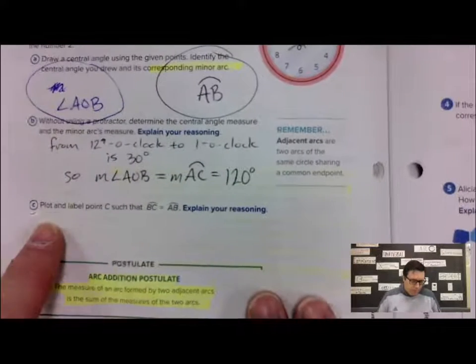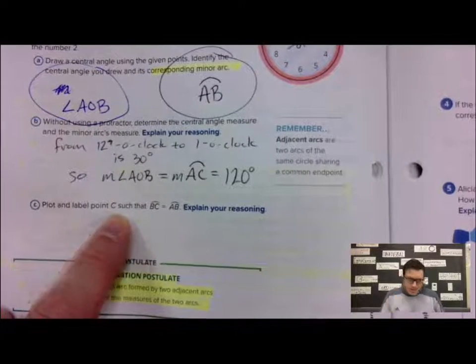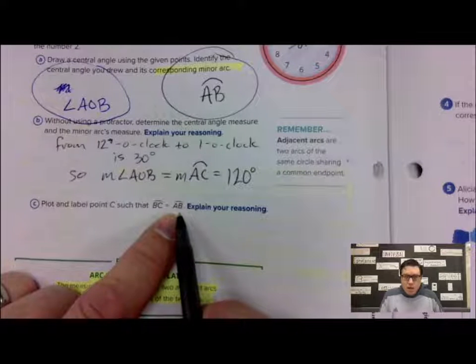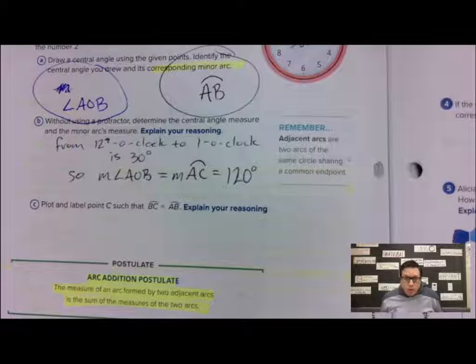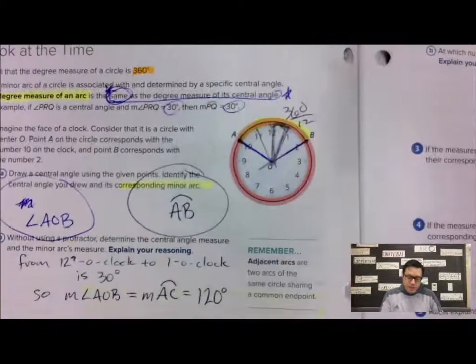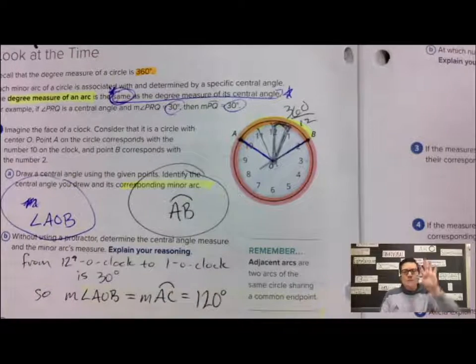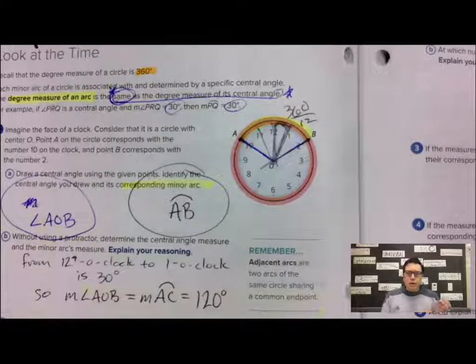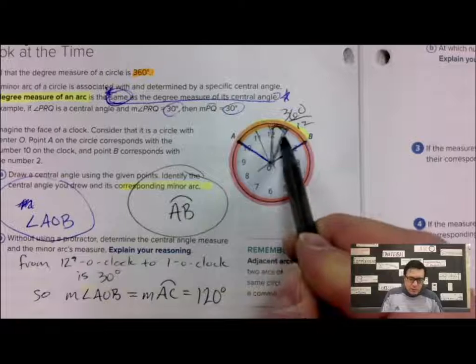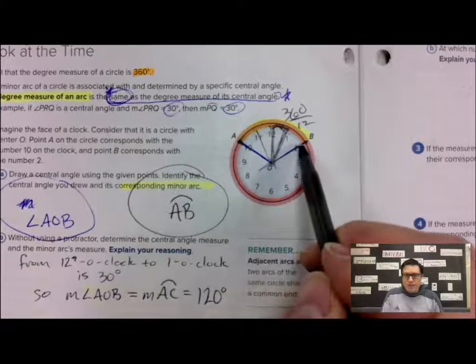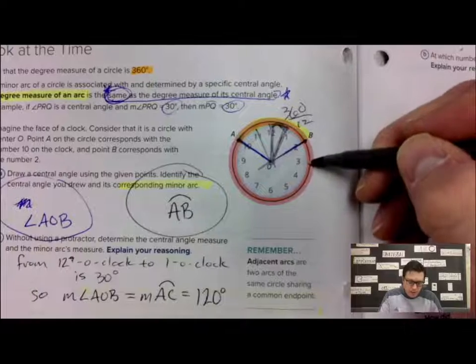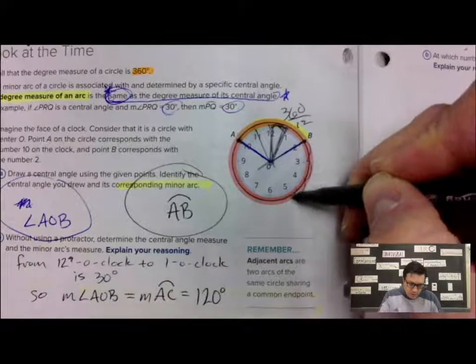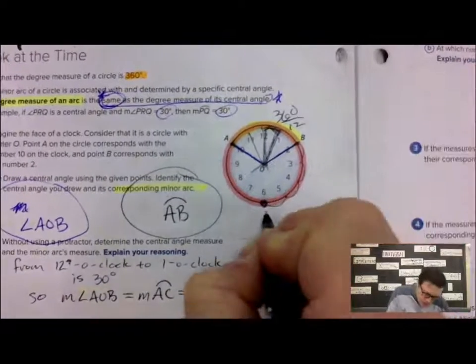Now they say plot and label point C on the graph, right? So we're going to plot and label point C such that the arc BC equals the arc AB. And then we'll explain our reasoning. Well, if arcs are equal, then they have to have the same measurement. And for us, that's really easy to do because we want 4 hours of separation between our different points, right? 1, 2, 3, 4 hours separates points A and B. So we're going to find 4 more hours of separation from B onward. 1, 2, here we go, 1, 2, 3, 4, right there. This is where C should be located.